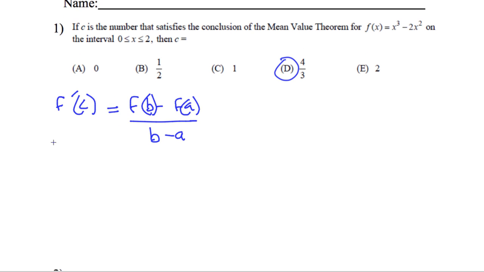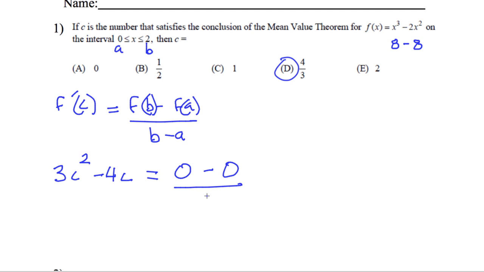So I'm going to take the derivative over here. That's going to be 3, and then instead of putting an x, I'm going to plug in a c. So it's going to be 3c squared minus 4c. That needs to be equal to f of b minus f of a over b minus a. So b is 2, a is 0, sorry. Plugging in 2, that's going to be 8, 4 times 2, which is 8. 8 minus 8 is 0 for f of b. Plugging in 0 for f of a, it's 0 minus 0, 0 again. As long as the bottom is not 0, and it's going to be 2.